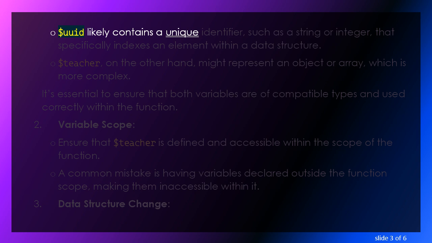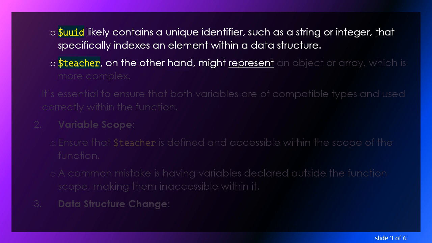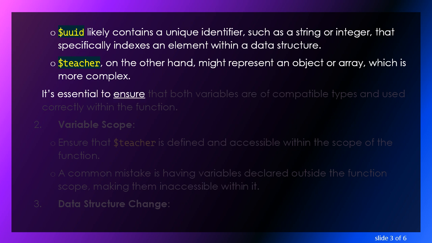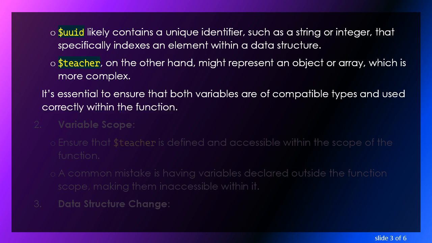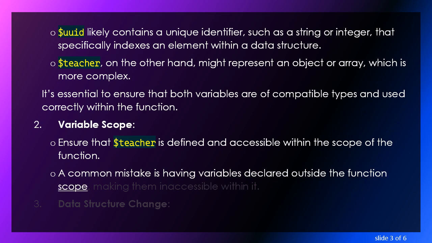$uuid likely contains a unique identifier, such as a string or integer, that specifically indexes an element within a data structure. $teacher, on the other hand, might represent an object or array, which is more complex. It's essential to ensure that both variables are of compatible types and used correctly within the function. Variable scope. Ensure that $teacher is defined and accessible within the scope of the function. A common mistake is having variables declared outside the function scope, making them inaccessible within it.